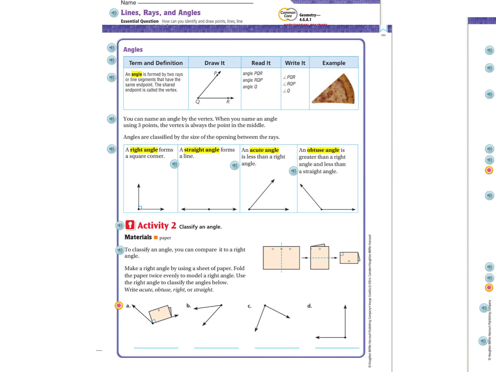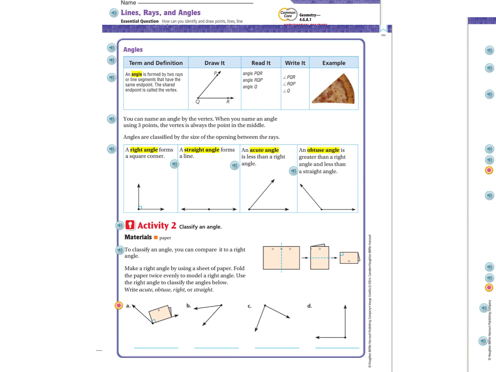Acute is less than a right angle, and obtuse is greater than a right angle and less than a straight angle. So it's going to be bigger than a right angle, bigger than just right, and less than straight. Does that make sense? Okay, all right, activity 2, classify an angle. To measure an angle, you can compare it to a right angle. We just did the paper thing. You could fold papers or you could just use corners of papers. That's way easier, because sometimes people don't fold straight and then it complicates things. So we're just gonna use corners of papers, okay?